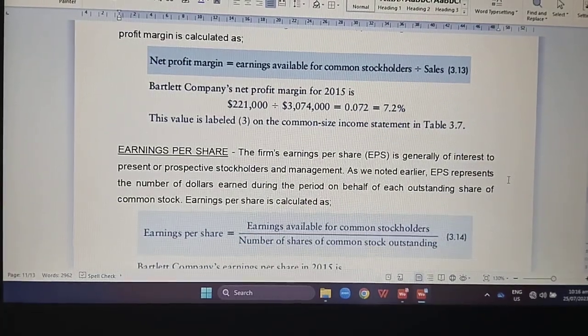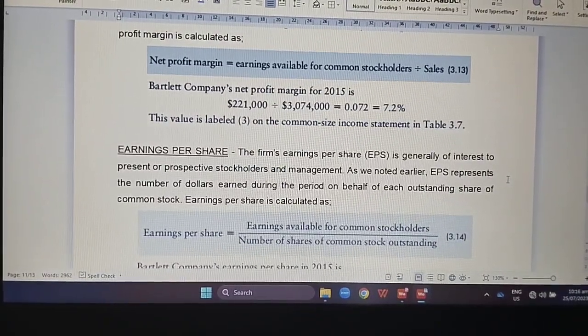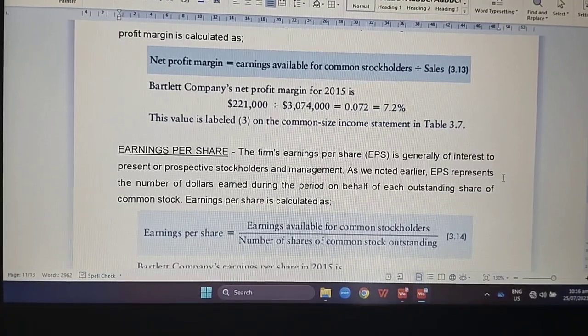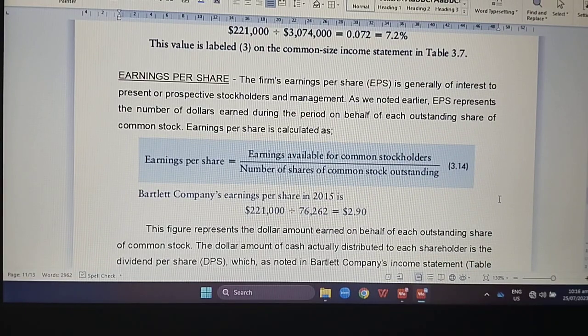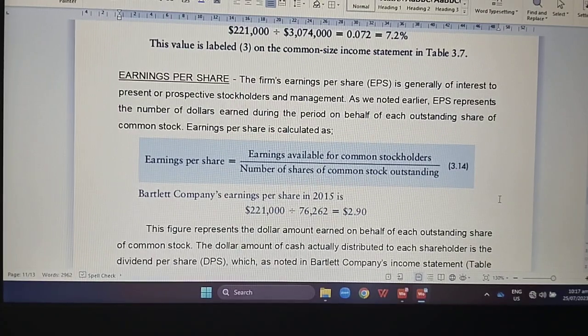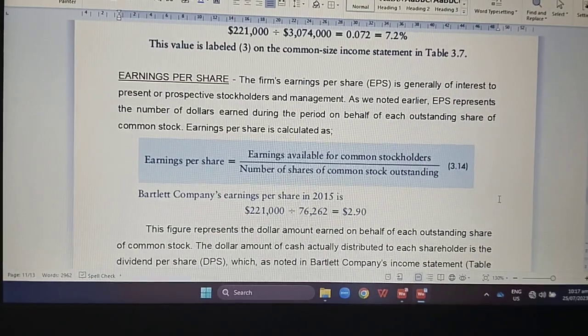Earnings per share, generally of interest to prospective stockholders, syempre. Kasi gusto natin malaman, no? Teka, magkano ba kikitain natin per share? So dito, it's 2.9. So, ibig sabihin, kikita bawat shares natin ng $2.90. So, that's good. Okay? Kasi yung number of shares natin, yung common stock outstanding naman natin, ay konti lang. Okay? So, okay pa rin. Basta, as long as yung earnings available for common stockholders ay mataas, wala tayong problema. As long as mas mataas yon compared with the number of common stock, kikita talaga tayo.